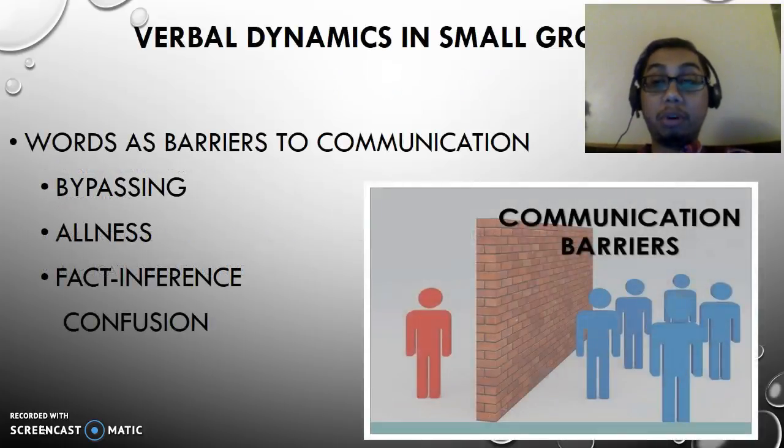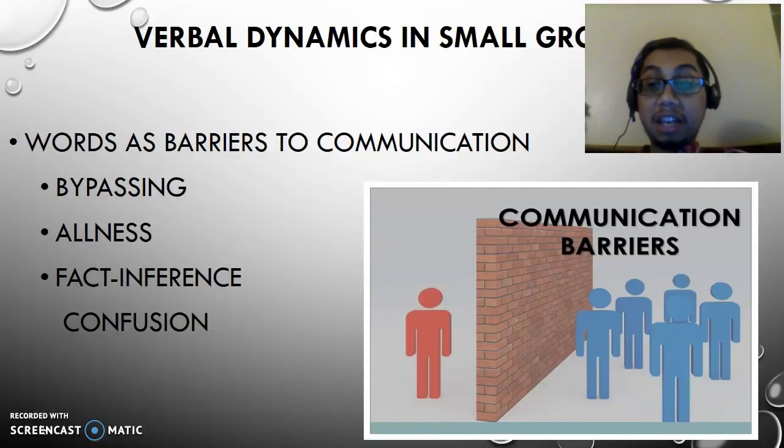Verbal dynamics in small groups. Words are tools that help people make sense of the world and share that sense with others. As we learned in Chapter 6, when group members feel a need to protect themselves, they shift their attention, which can create barriers to effective group process. The three barriers are bypassing, allness, and fact-inference confusion.